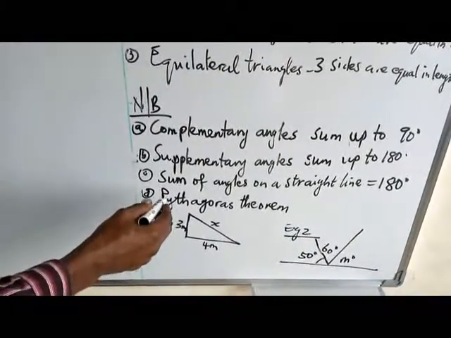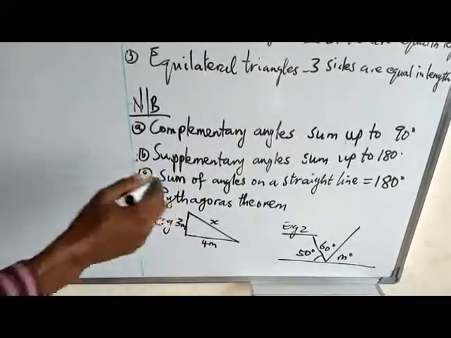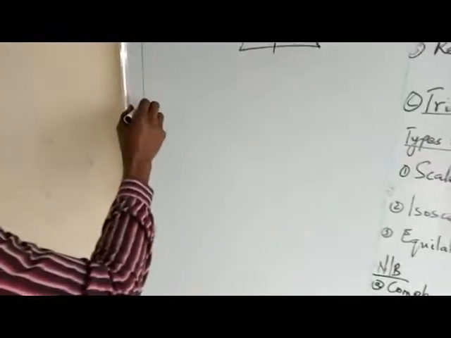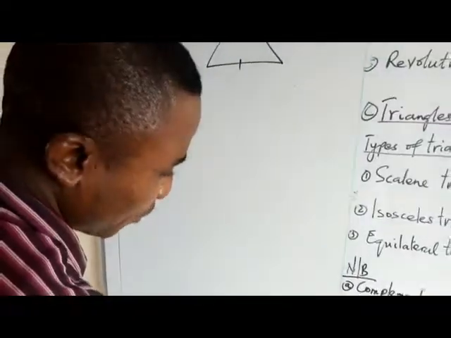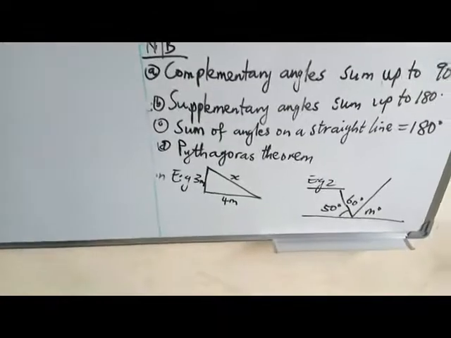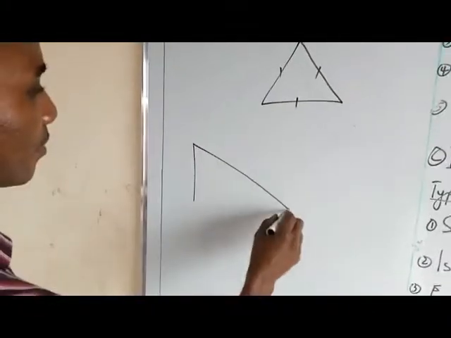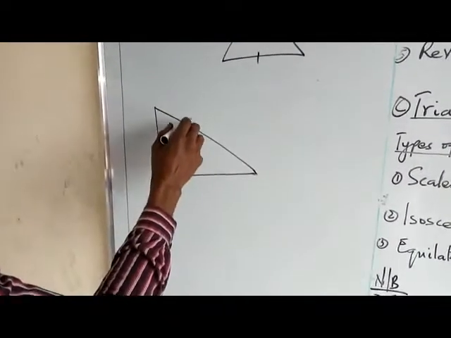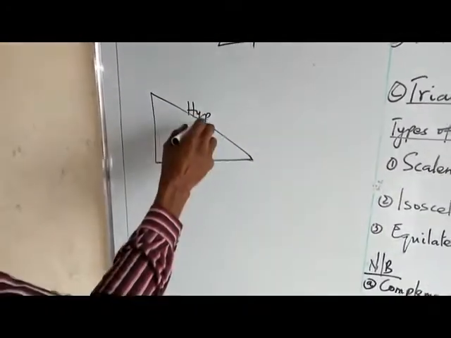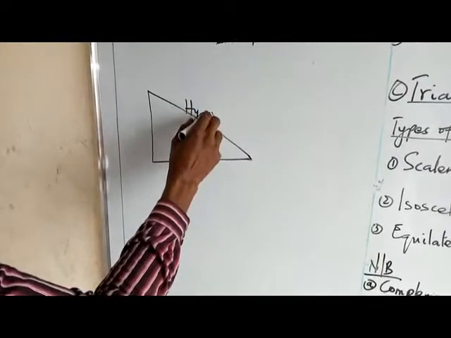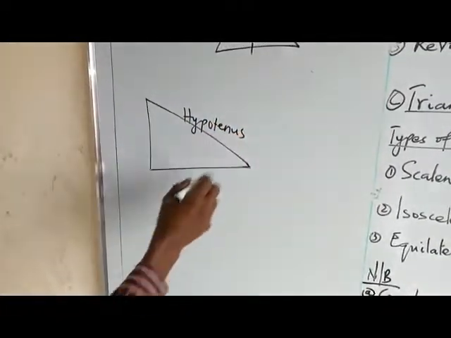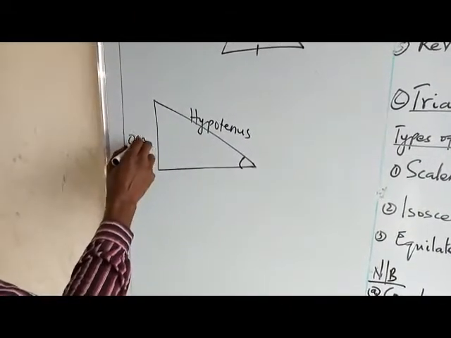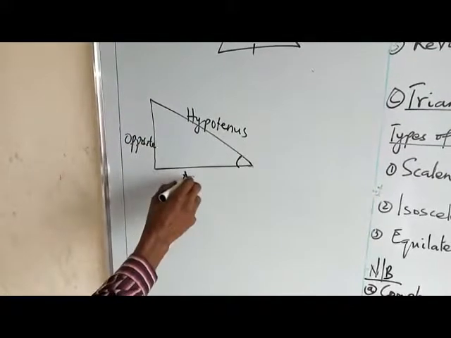And in Pythagoras, we want to look at some examples. For example, you may be asked to find this. Look at the example here. I'm giving you a triangle of this nature. Now, this is the longest side. This longest side, we normally call the hypotenuse. Now, this side is the angle. The side that is opposite the angle, as the name implies, is called the opposite, while the remaining side is called the adjacent.